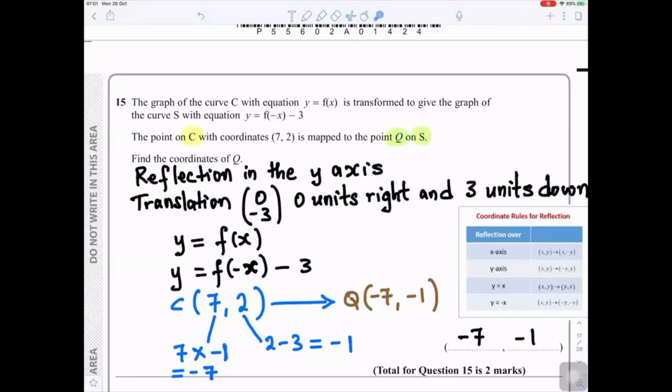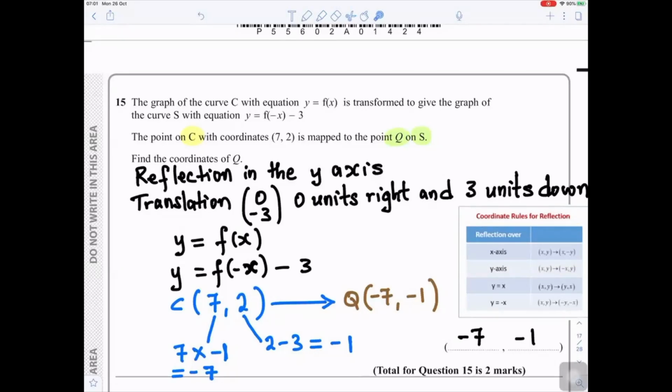Question number 15. The graph of the curve C with equation y equals f of x is transformed to give the graph of the curve S with equation y equals f of minus x minus 3. The point C with coordinates 7, 2 is mapped to the point Q on S. Find the coordinates of Q.